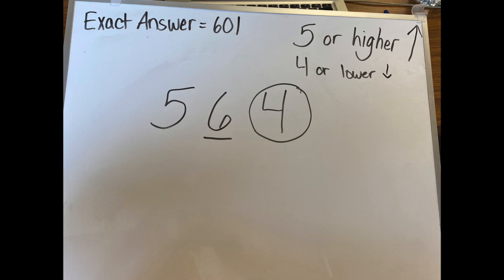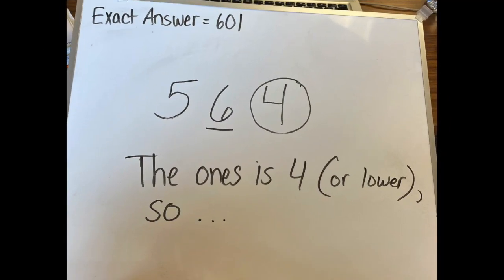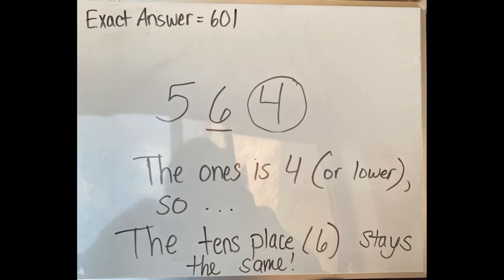Well, our ones place is actually that 4. So yes, it is 4 or lower because it's the number 4. So if it was 5 or higher, my tens place would have gone up. But I already told you it's not 5 or higher, right? It's 4 or lower. So that means the tens place will stay the same.